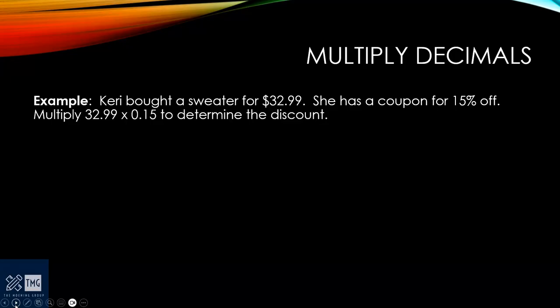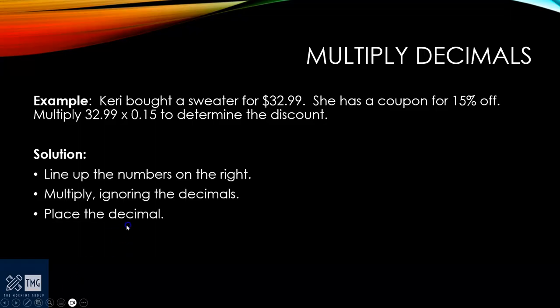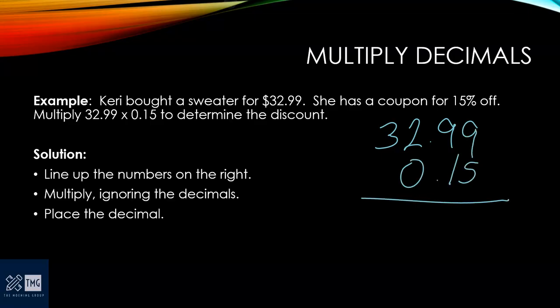Carrie bought a sweater for $32.99. She has a coupon for 15% off. Multiply 32.99 times 0.15 to determine the discount. So again, we're going to line up the numbers, we're going to multiply, ignoring the decimals, and then we will place our decimal. So I have 32.99 times 15%, which is 0.15.